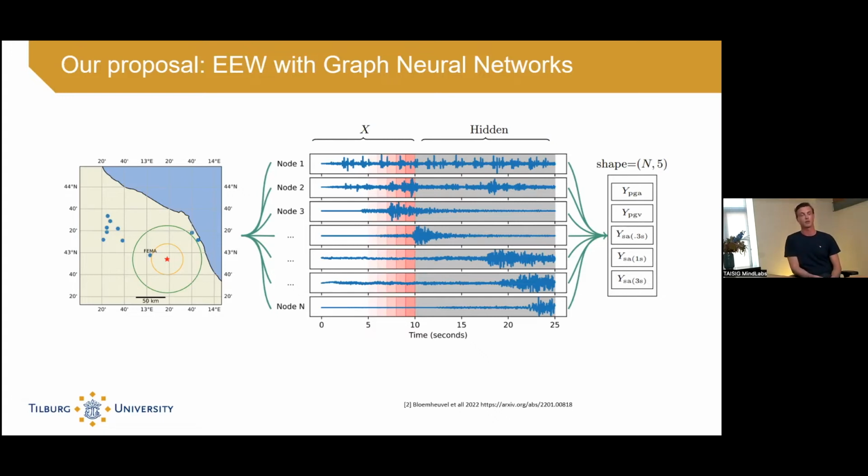And what we're trying to do is a regression task because we want to say something about how intense this earthquake is measured at all the stations in our network. So we perform a regression task to predict 5 numbers which characterize the earthquake.